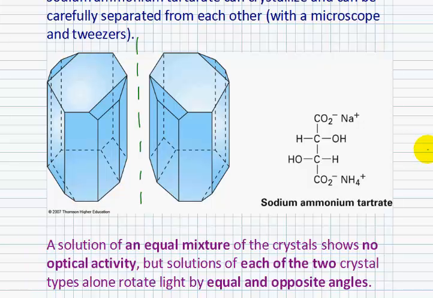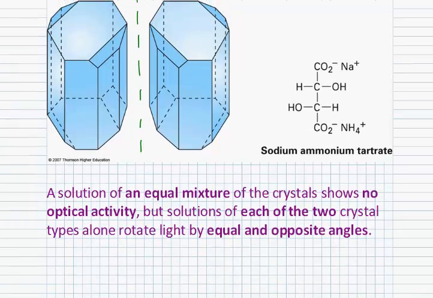So say that he didn't separate that out. Right? He just took the solution that had an equal amount of both of those enantiomers. They're mirror images that are different. If I have an equal mixture of those crystals, there's no optical activity. So I can have a solution of both, right? I indicate that like this.